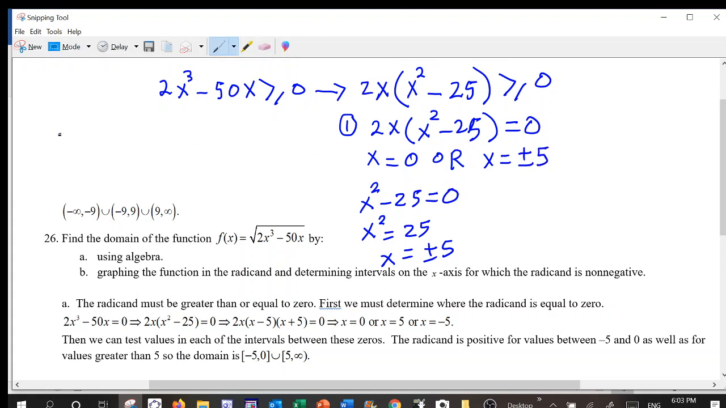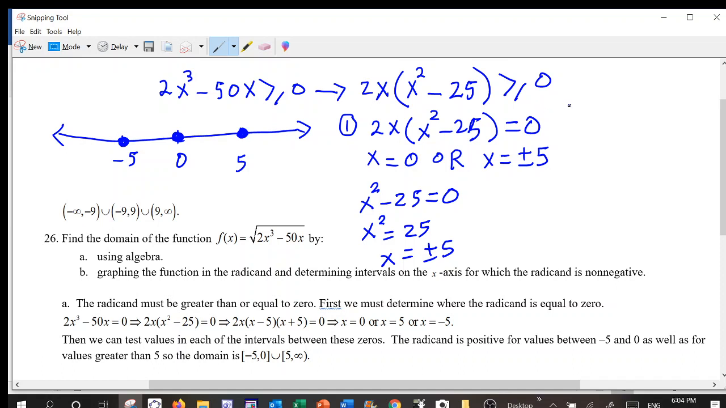Now, here's the number line. There is negative 5 here, and there is 0 here, and there is 5 here. We know those numbers make this 0, and it's good because we want it to be greater than or equal to 0. So we have no problems with these numbers. Those three numbers are good. Now the problem is, what about these other numbers? Do they work? Well, we test them.